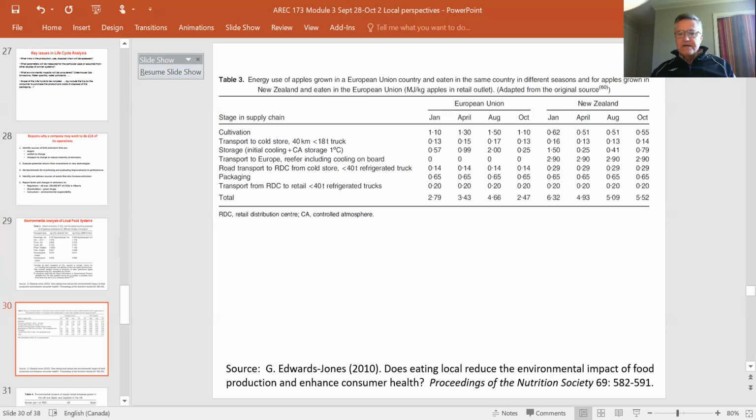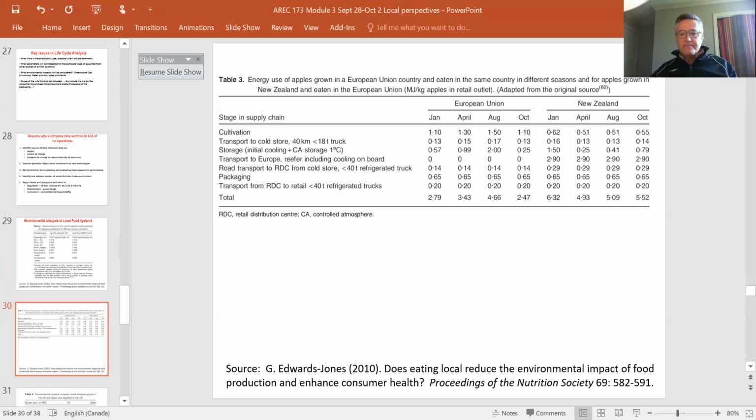But in other months, the difference is much closer. So in August, they're almost the same. August is 4.66 for the EU and 5.09 for the New Zealand, almost equivalent. So it depends, right? And this depends upon the storage costs, right?